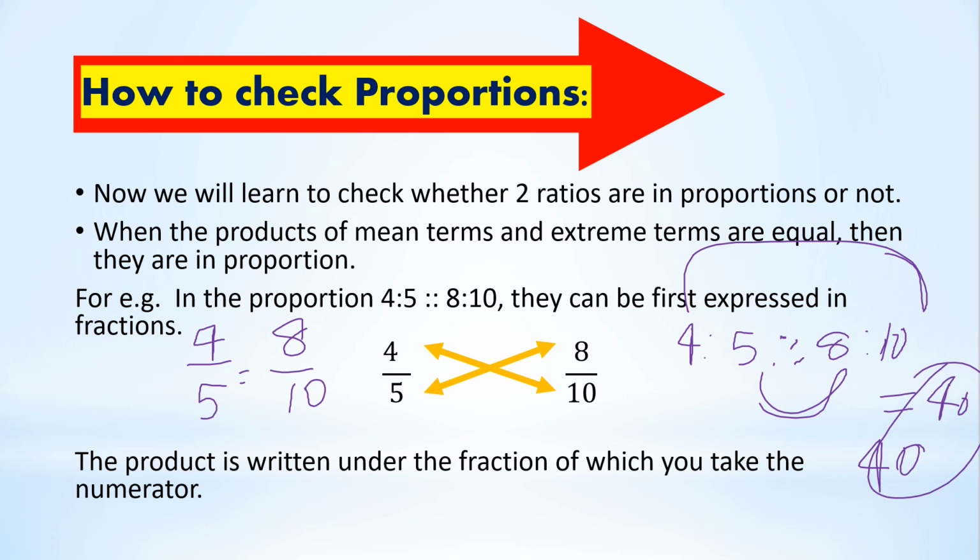So then how will we do that? We'll just cross multiply, right? 4 with 10 and 5 with 8. But where will we write the product? Under which fraction? Let me tell you. The product is written under the fraction of which you take the numerator. हम जिसका numerator लेते हैं उस fraction के नीचे product लिखते हैं. So 4 into 10 is 40, तो हमने 4 का numerator लिया इस fraction का, so वो हो गया 40 इसके नीचे, तो same way 8 into 5 is 40 और हमने न्यूमरेटर इस फ्रैक्शन का लिया, तो 40 here. That is how we do.